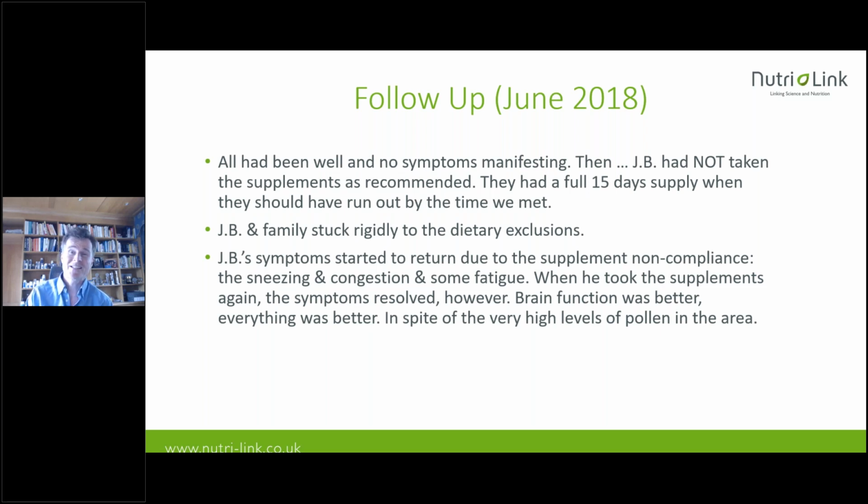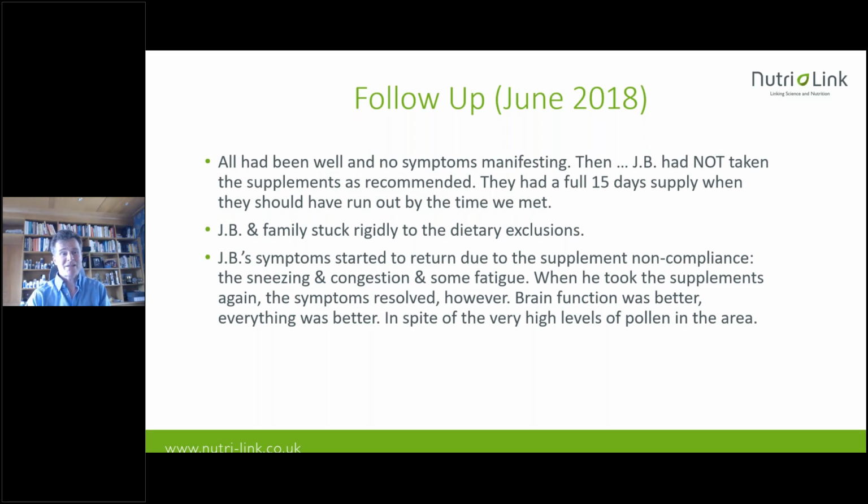This was June last year, all been well, and then he basically thought things had gone so well and he neglected to take the supplements. So when they came back, he should have run out of the supplements, but he had a full 15-day supply, indicating that he'd taken about half or less of the supplements that I recommended, and his symptoms began to return. It's the sort of thing that I would engage clients with in reducing the supplements to see what lowest level they could achieve and not have reactions and have the same benefits. But effectively, he took the supplements again and the symptoms resolved.